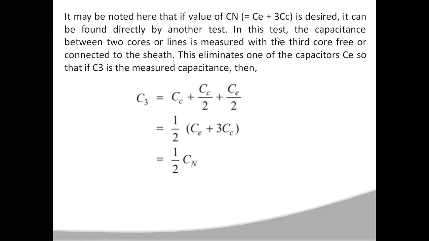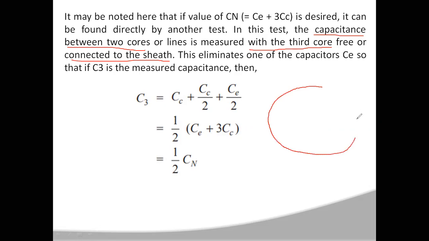In this test, you have to find the capacitance between two cores with the third core connected to the earth. So you have to measure the capacitance between two cores with the third core connected to earth. Actually you are having three cores. Out of those three cores, you consider two cores, and the third core will be connected to earth. Earth in the sense this sheath here. Now you will be having core to core capacitance here, and here also you will be having core to core capacitance.